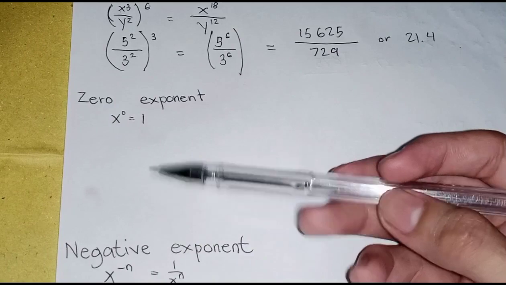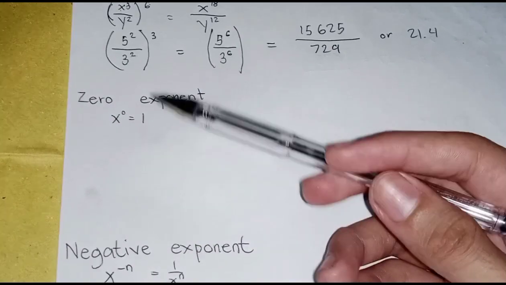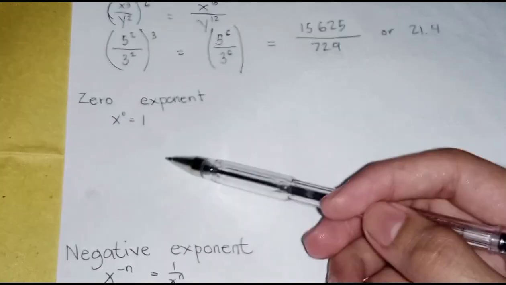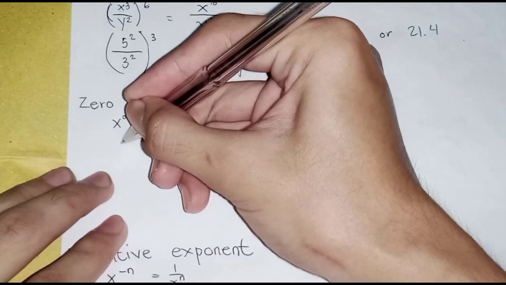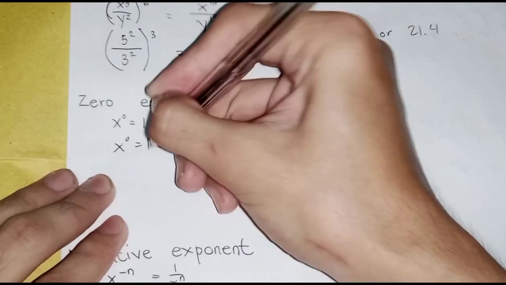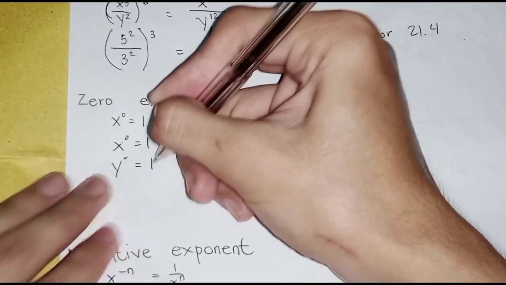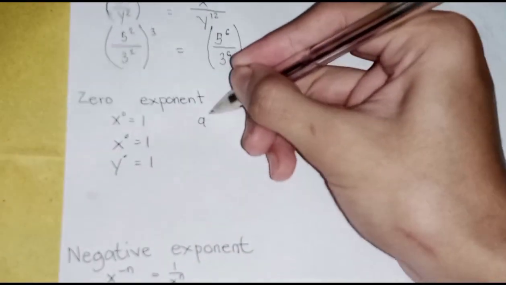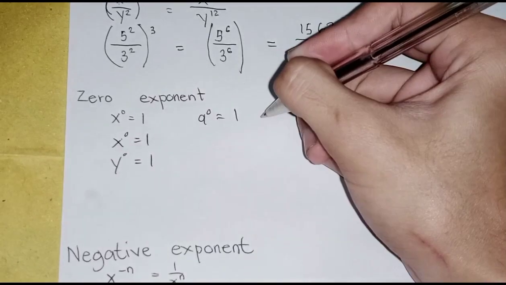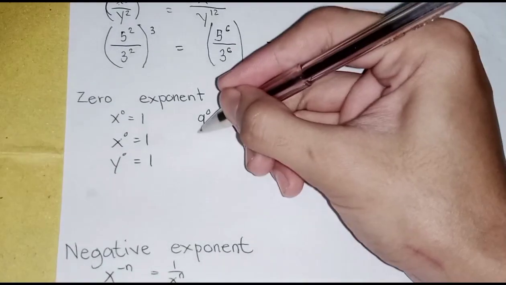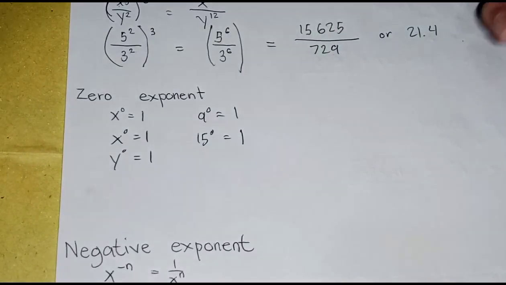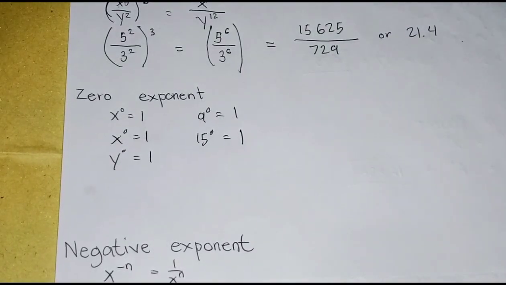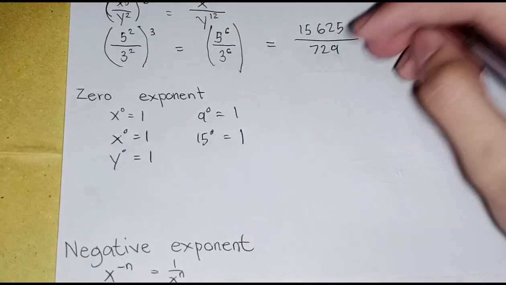Sa zero exponent naman, everyone na may 0 na exponent ay equal to 1. Kapag mga ganito, x raised to 0, 1, y raised to 0, 1, 9 raised to 0 will be 1. Or kahit anong number, 15 raised to 0 will be equal to 1. Lahat ng exponent na may 0 ay equal to 1 lang.